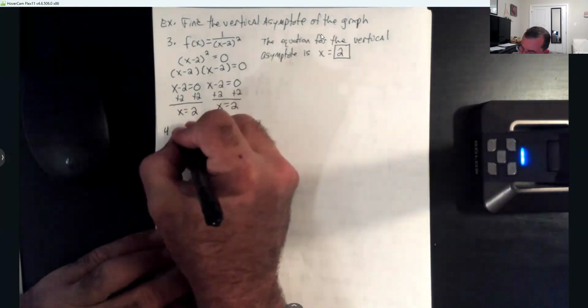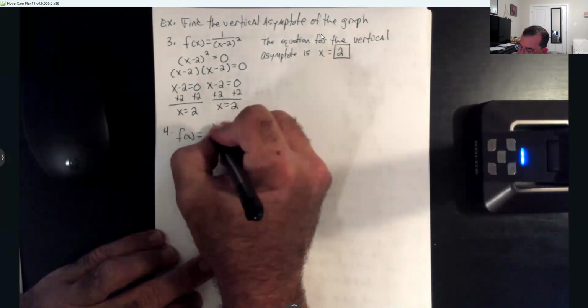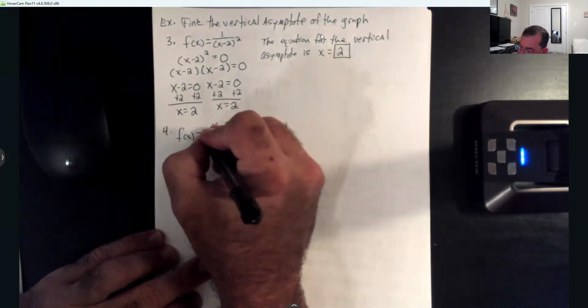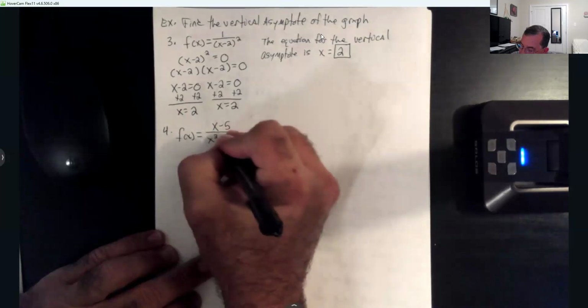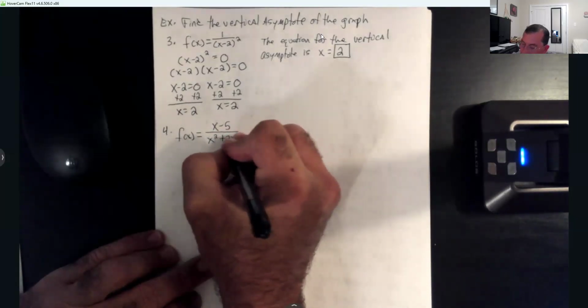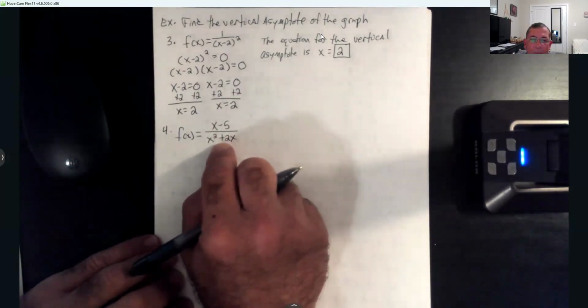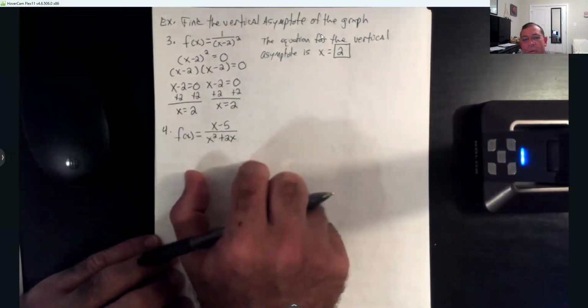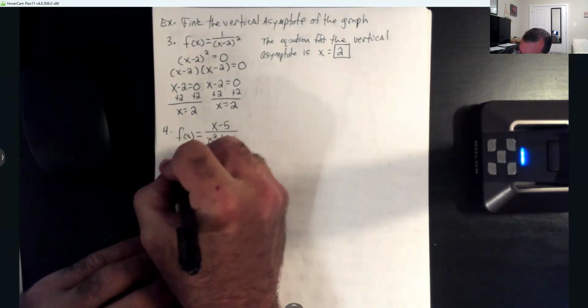Oh, y'all try this one. We've got an f of x equals x minus 5 over x squared plus 2x. And really all they're doing is just messing with you on these bottoms and hitting you with different ways of solving it. All right, so I'm going to set that equal to 0.